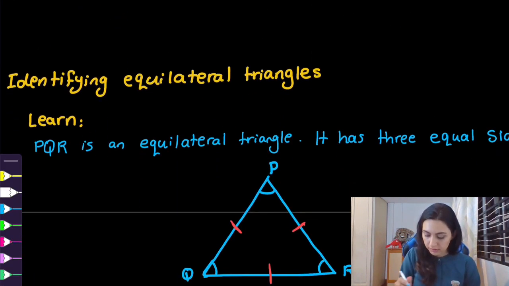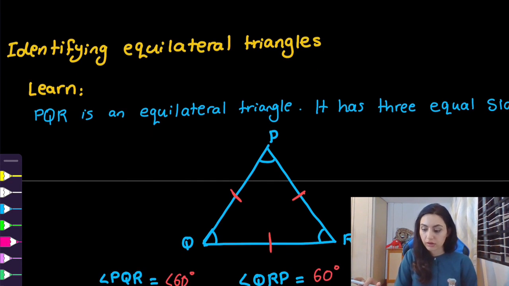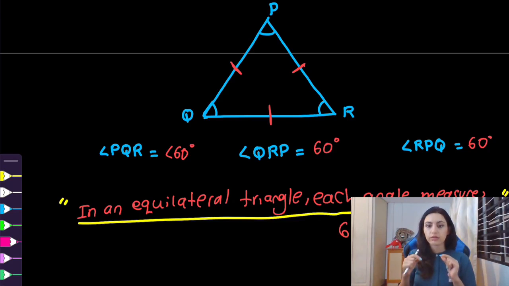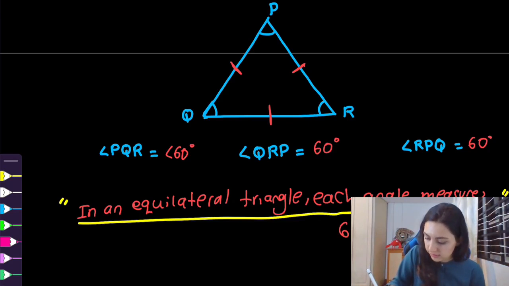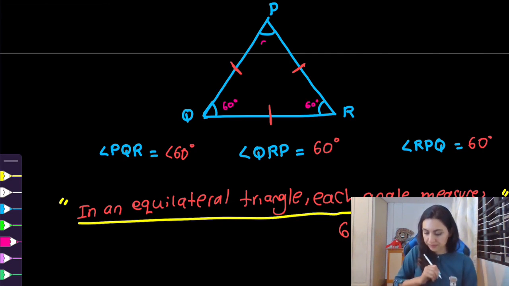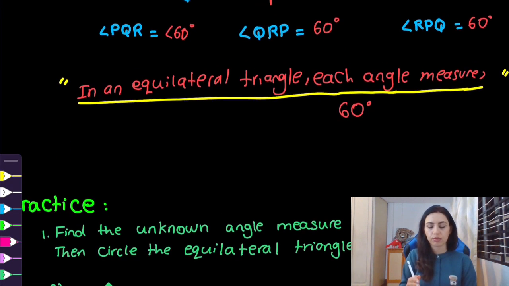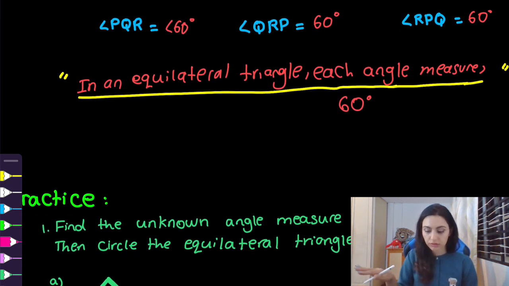The next thing that we learned is identifying the equilateral triangle. We learned the three sides have to be equal and the angles inside are equal and they're all 60 degrees. 60, 60, 60. Okay? In an equilateral triangle, each angle measures 60. It cannot be less or higher than 60. Try it. 180 divided by 3 is 60, because all the angles are the same.